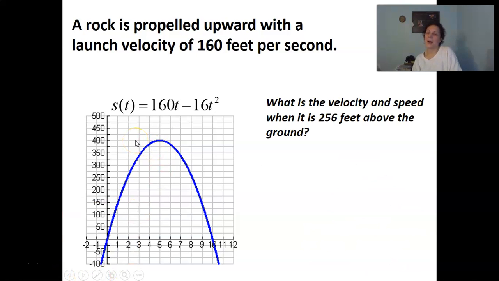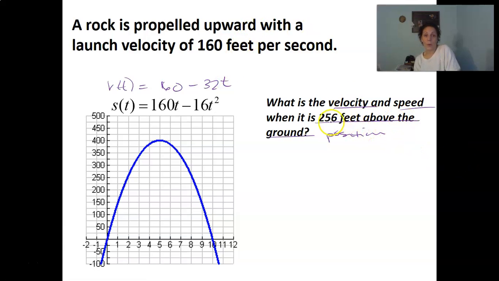Again, it left the ground with a launch velocity of 160 feet per second. In other words, when it left the ground, it was going 160 feet per second. It asks, what is the velocity and speed when it is 256 feet above the ground? So 256 feet above the ground is a position. Again, time is the thing that's going to pull us. They're giving us information about position, but asking us about velocity. So I know I'm going to need a velocity equation, and I already found it on the last slide.